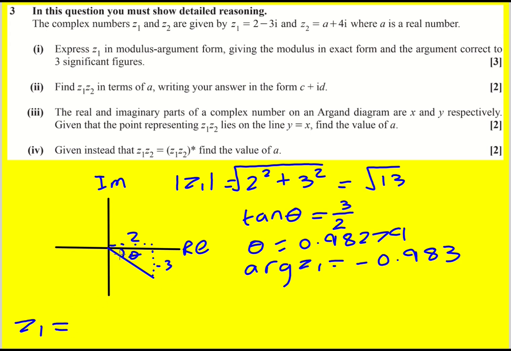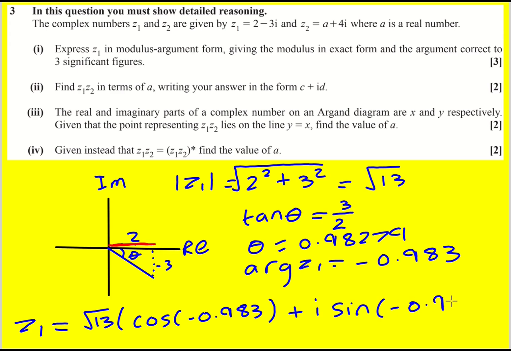So I've got a component going horizontally, my 2, but it's actually going to be the modulus times cos theta. So I will write down root 13, put a bracket in and then cos of minus 0.983. So that is actually this component here. And it will be plus i sine minus 0.983.